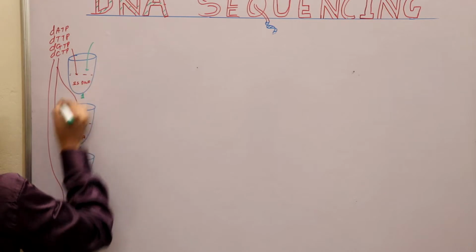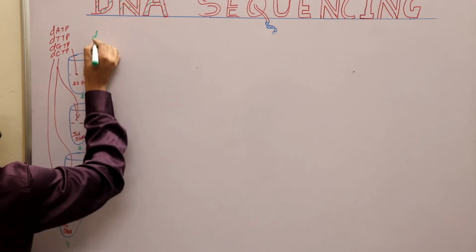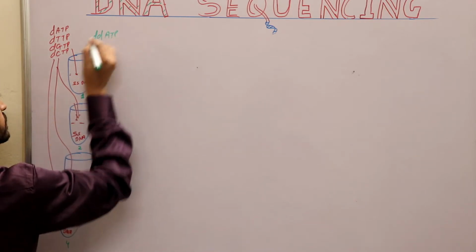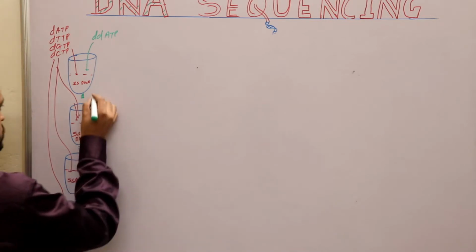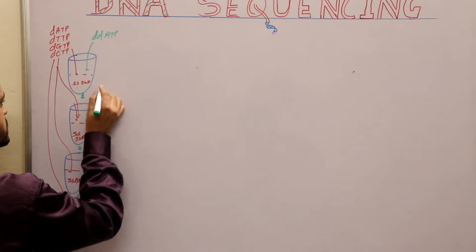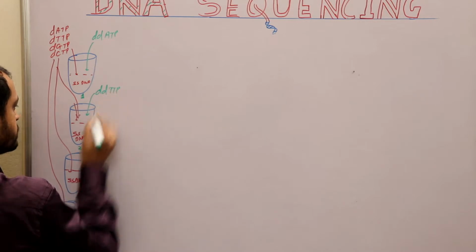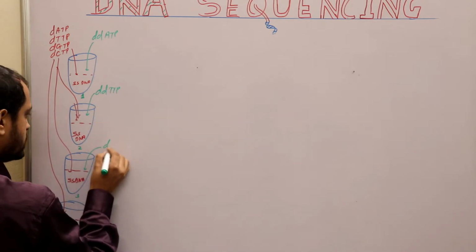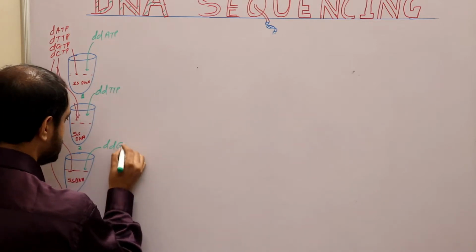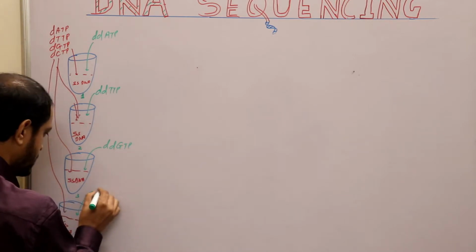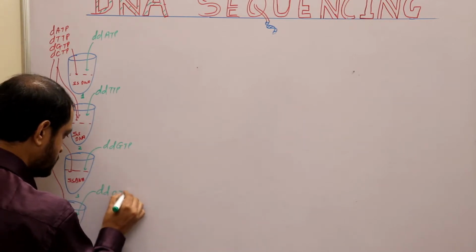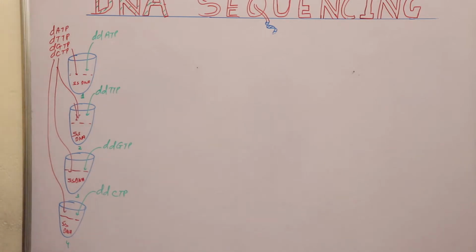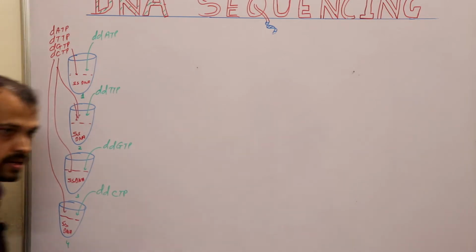So to the first tube we are adding ddATP. To the second we are adding ddTTP. To the third we are adding ddGTP. To the fourth we are adding ddCTP. Okay. Now listen.